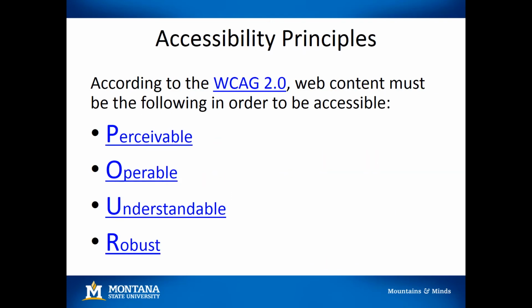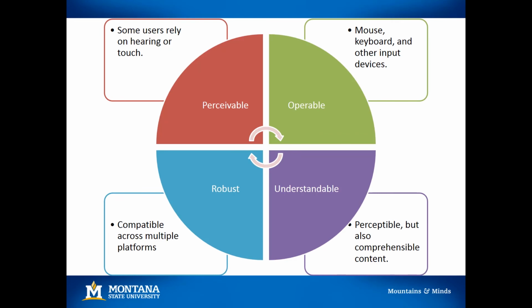The accessibility principles. So according to WCAG 2.0, web content must be the following in order to be accessible. It must be perceivable, operable, understandable, and robust. Well, what does that mean? POUR. It's the acronym here, P-O-U-R. Well, let's take a look.